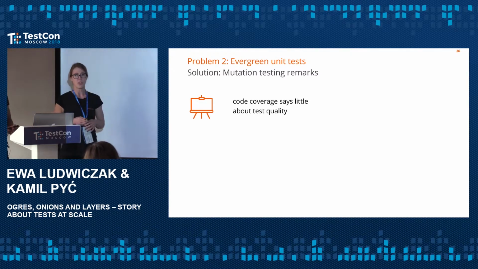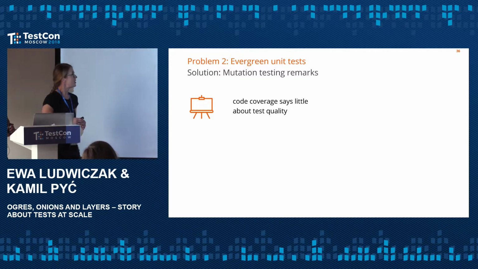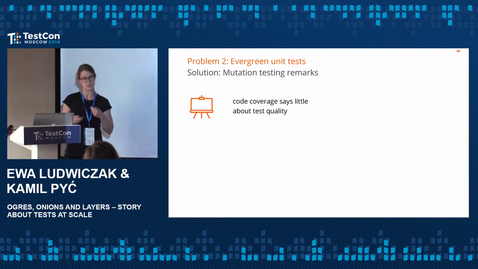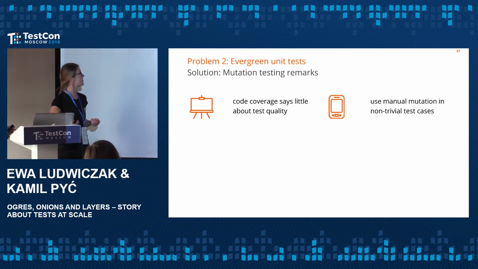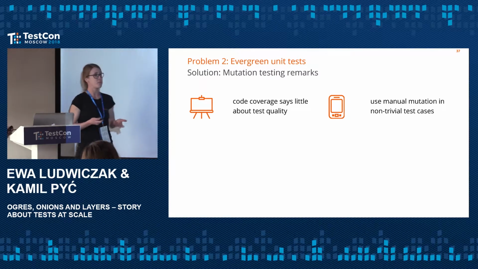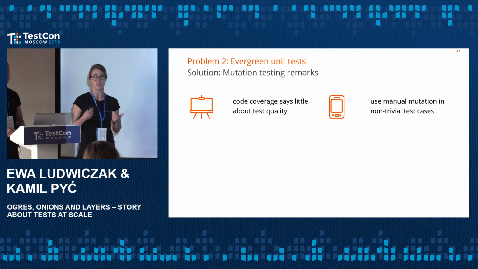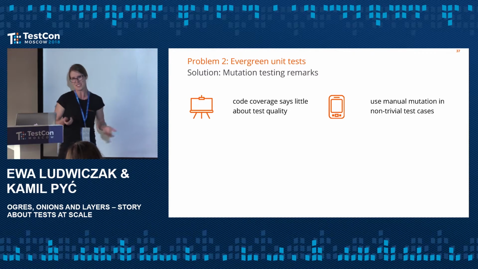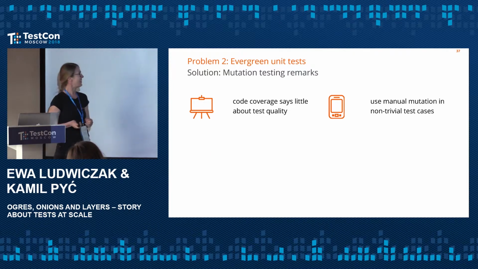And again, we have some conclusions on mutation testing. We learned that code coverage says little about test quality, because even though the code coverage is high, sometimes the tests are not useful because they are not checking the application's logic. So mutation testing helps you to learn more about the quality of tests. Right now we use manual mutations for non-trivial test cases. So every time we feel that our test is a bit complex and it's possible that we could make a mistake somewhere, we try to test our test with mutation tests. It's quite complicated, but it really works.